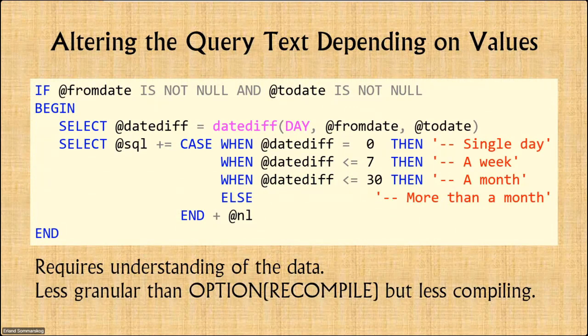But what I do here is I look at the length of the date interval, and then I add a comment. Seems kind of meaningless, but because it's more text, the cache entries will be different. So I can get different cache entries depending on the date interval, and therefore potentially different plans. This requires that you understand your data quite well to see where the cutoff points might be, and it's far less granular. It's a lot more difficult to get right. But if you have really high call frequency, you might want to try this.